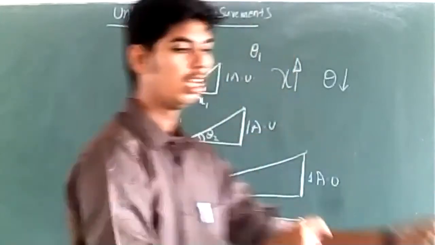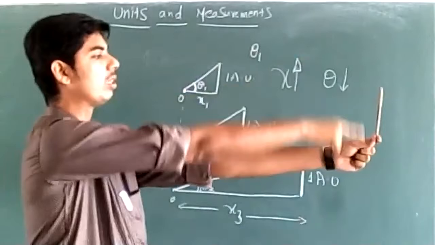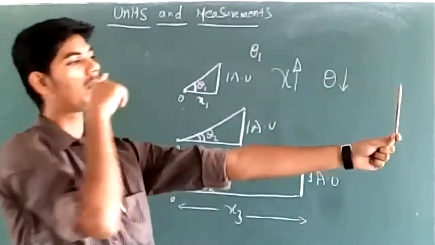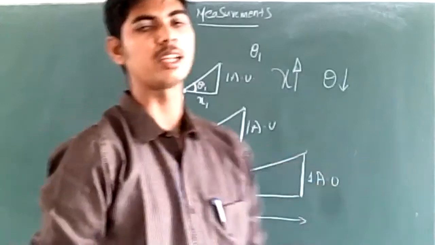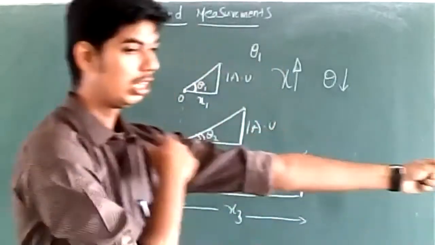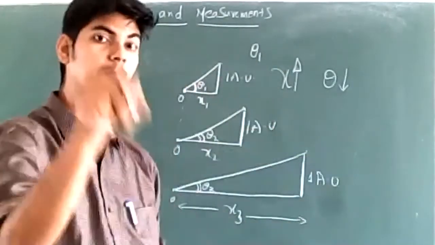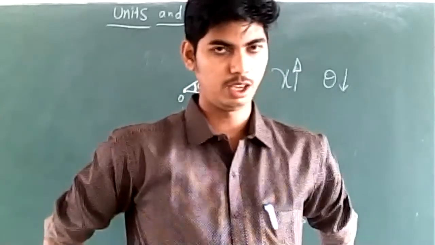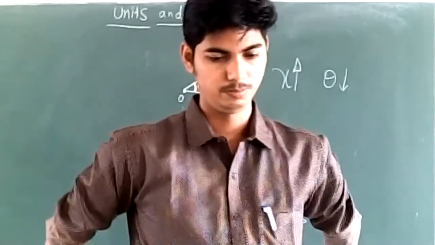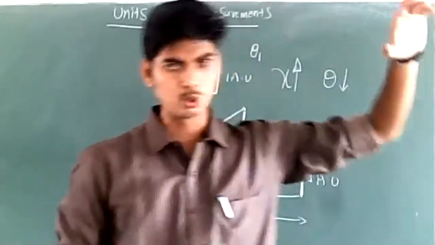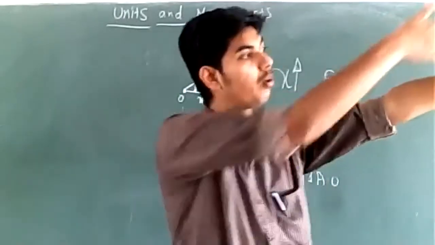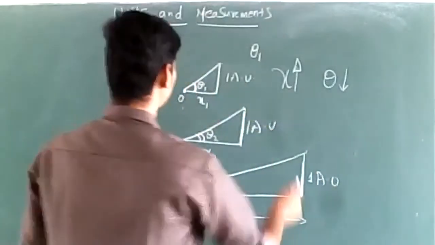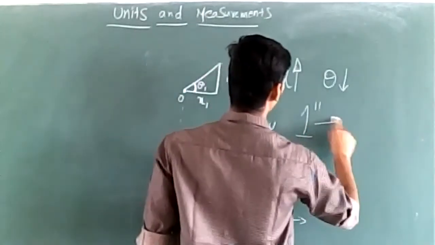Parsec is a distance. You have to see at what distance an arc of length 1 astronomical unit, when placed, subtends an angle of 1 second at your eye. That distance is called a parsec. Parsec is a distance. I think the idea of parsec is clear. That is, if you place such a big arc at a very large distance, the eye subtends only 1 second. 1 second is a very small angle. Remember this. 1 second is a very small angle.